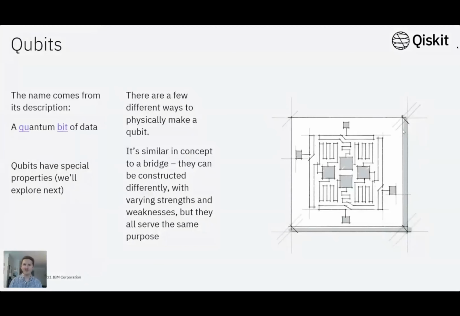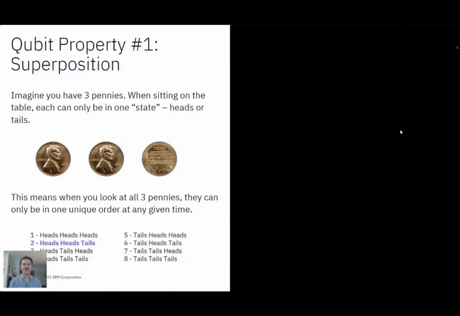Bridges all have the same purpose, but you can construct bridges in different manners, and each one has varying strengths and weaknesses, same as a qubit. So the first interesting thing about qubits is that we can put them into something called superposition.